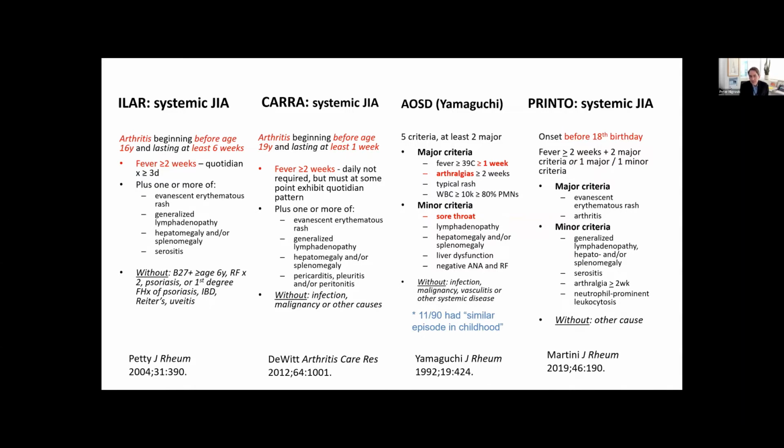I do want to call out that this initial study included 11 patients that had similar episodes in childhood. So we might actually say that some of the patients enrolled in this original descriptive series were already Still's disease, or the systemic JIA version. And finally, Printo has come up with what I think is a very nice set of criteria defining onset as before the 18th birthday, but then again, a major and minor criteria set where arthritis is possible as a criterion, but not necessary.